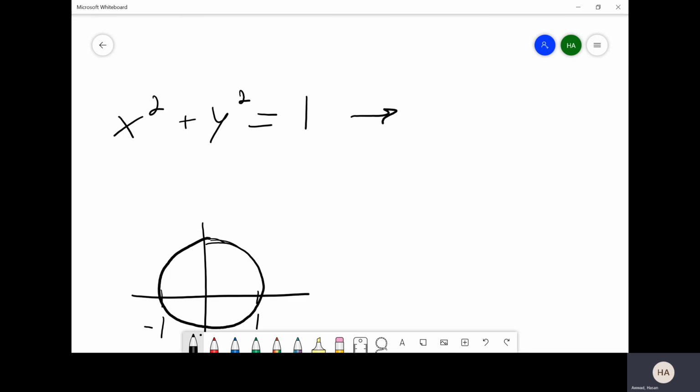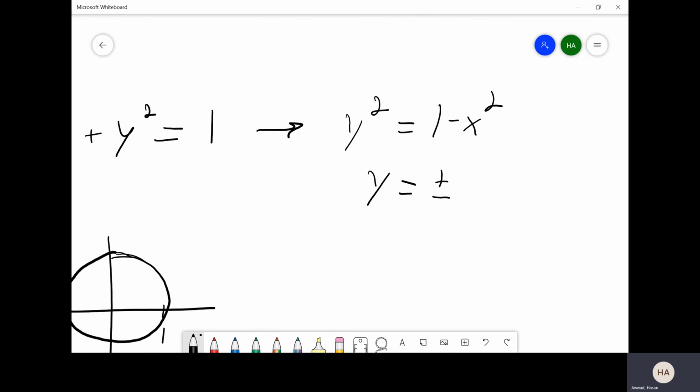So solving for y, that means we have y squared is equal to 1 minus x squared, and y is equal to plus or minus, remember, we're taking the square root of both sides, so plus or minus the square root of 1 minus x squared. And the reason that I'm taking the square root is because I have y squared, right? So to undo the square, we take the square root on both sides. So now we get y is equal to plus or minus the square root of 1 minus x squared.